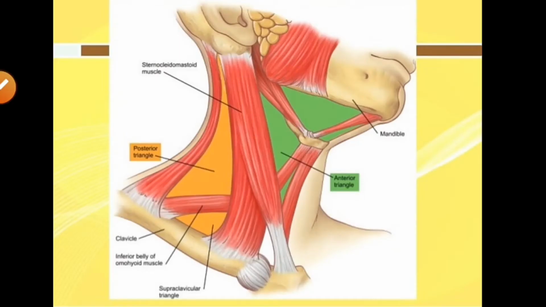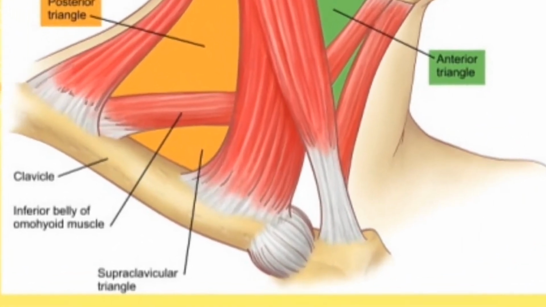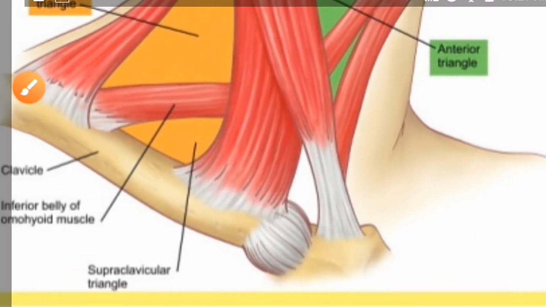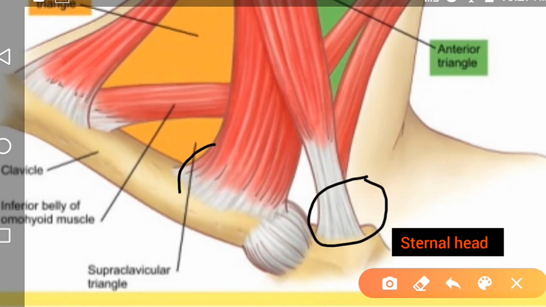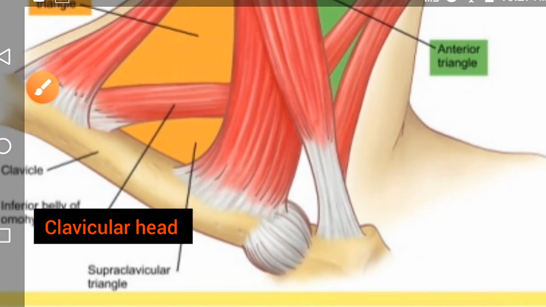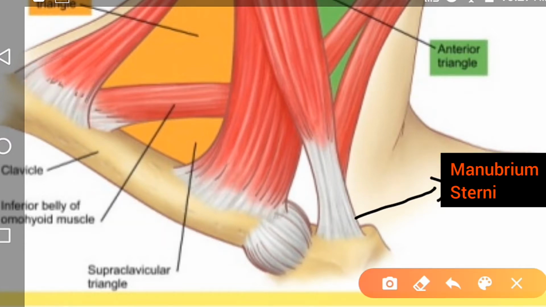So before we get started, let's learn about the origin and insertion of some important muscles first. Let's start with the sternocleidomastoid muscle. Here's the sternocleidomastoid muscle, and as you can see it has two heads. This is the sternal head, and this is the clavicular head. The sternal head originates from the manubrium sterni, and the clavicular head originates from the medial third of the clavicle.